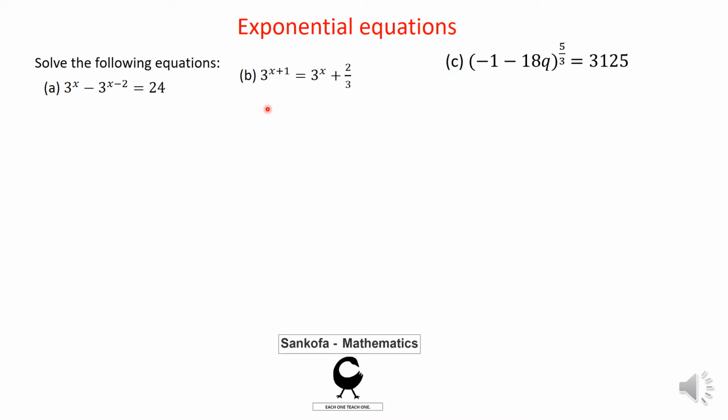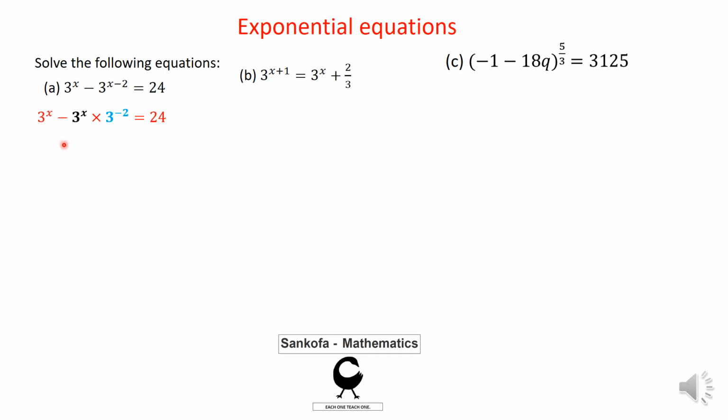The 2 over 3 is nothing but a number, the same way that 24 is a number. Here I've got some base, which consists of an expression, but it's raised to a power, which equals some number. So the objective is to get rid of that power. Okay, so let's start with the first one here.